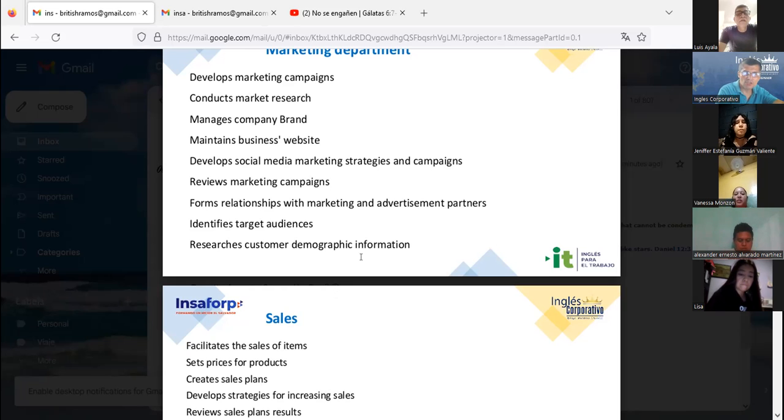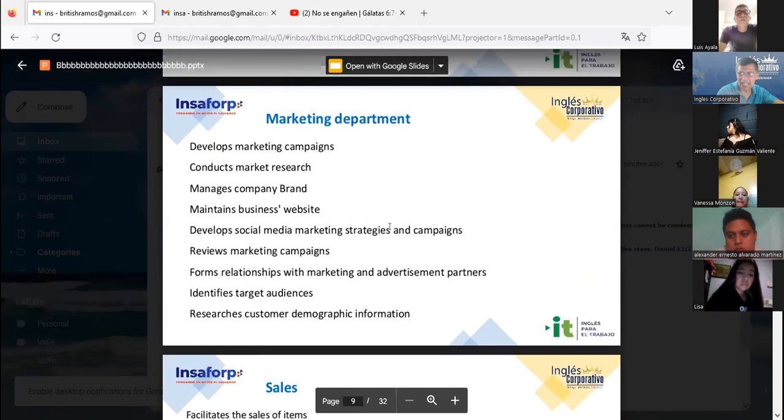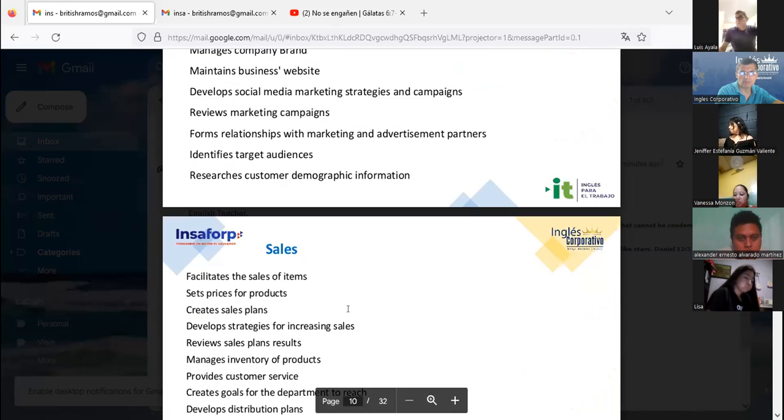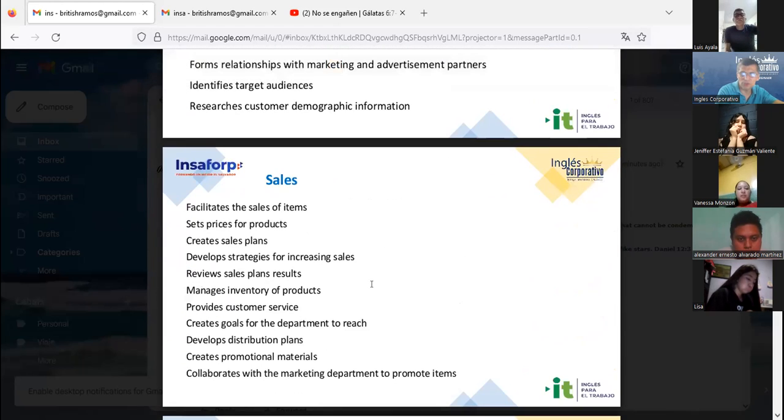Research customer demographic information. Demographic information about the age, the sex, the genders, okay, the job the people have, etc. Okay, well, that is marketing departments. If you want to know more about the definition or the pronunciation of the words, remember, I gave you the two links of the two best dictionaries. Okay, sales, ventas. El otro slide que les envié.